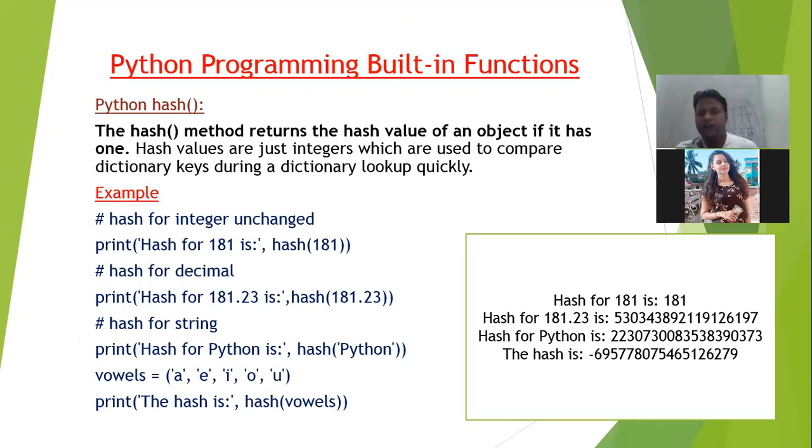The hash method returns a hash value. When you store a value in Python, it defines some kind of predefined value. Like the hash value of 181 is 181. Hash value of 181.23, this one, the keyword, is taken as a memory value. Okay, only for integers it is the integer value, and for other values it will create a key value. Would you like to? Yes, sir.